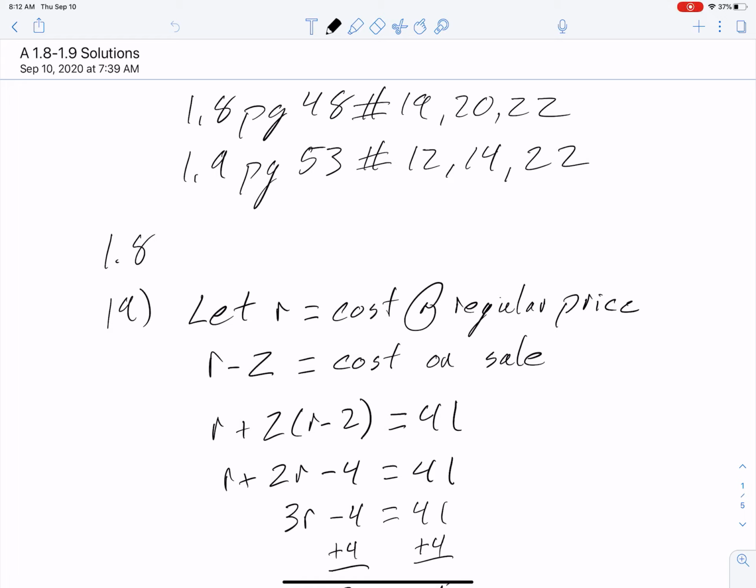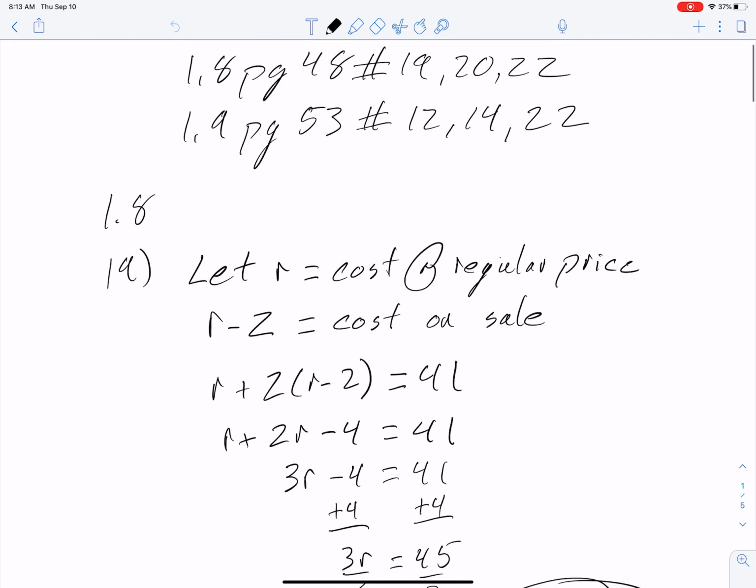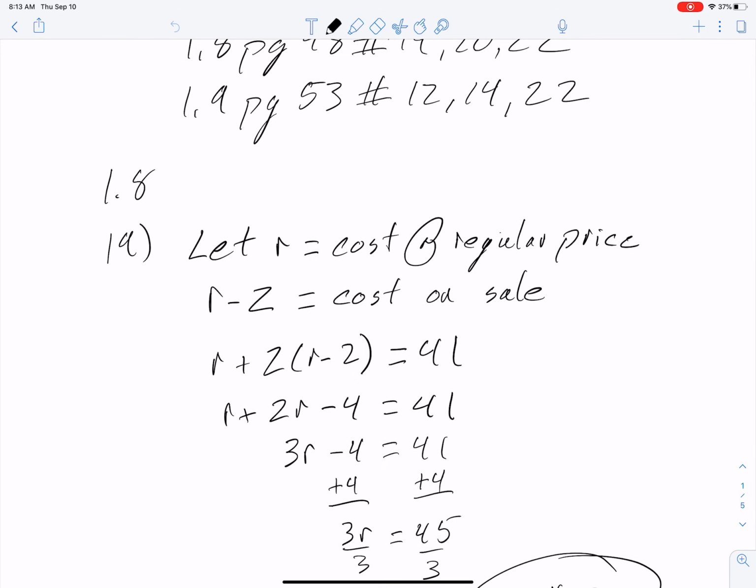So we're going to take a look at the 1.8, 1.9 homework. These are the word problems. Now remember, I asked you to actually solve the 1.8 problems even though they didn't ask you to in the book. So if you're checking answers, you're able to check answers this way.